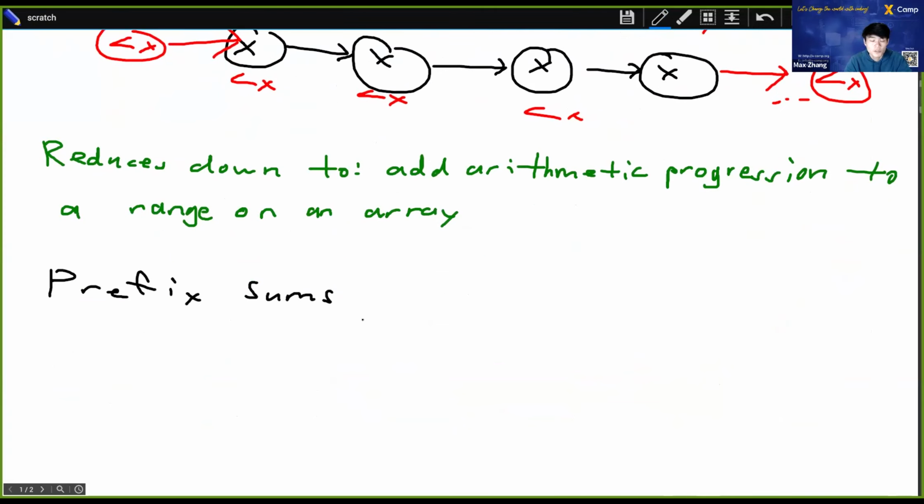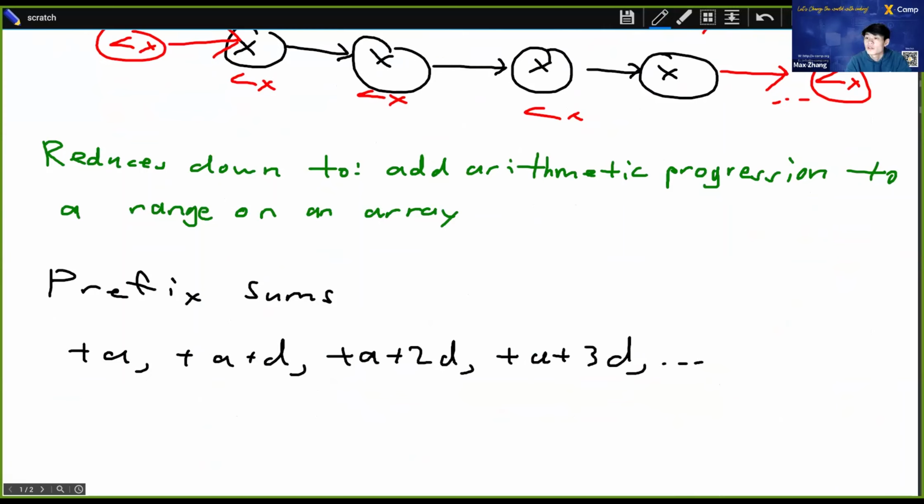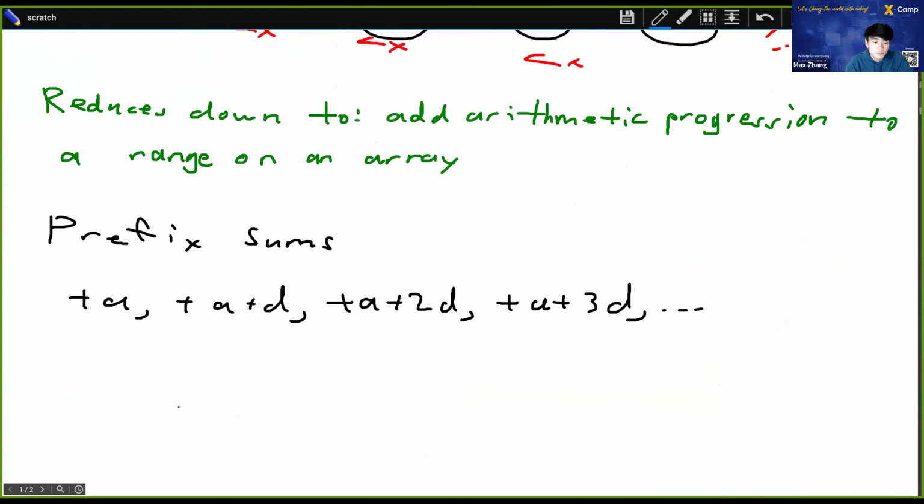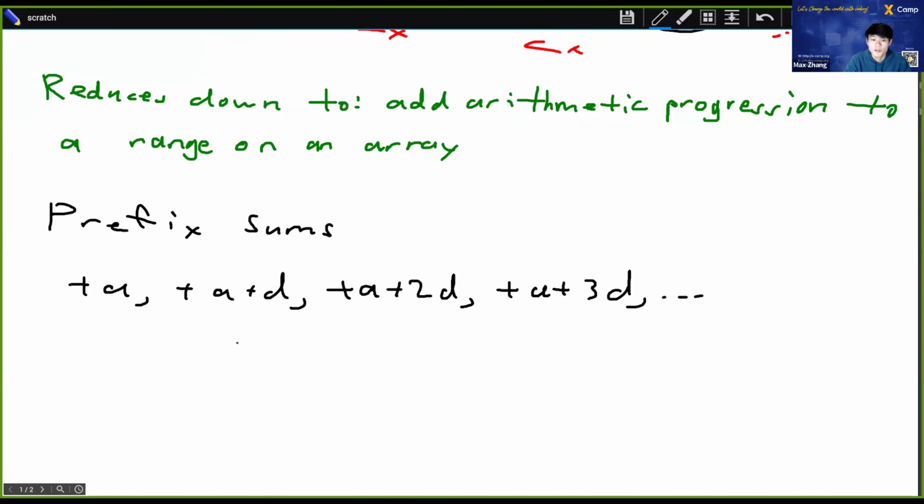Well, let's look at it this way. Let's say you want to add something of the form plus A, plus A plus D, and then plus A plus 2D, plus A plus 3D, and so on, right? Let's say you want to do this to the array. So it's kind of hard to directly use prefix sums to create an effect of plus A, plus A plus D, plus A plus 2D, and so on. But let's look at the difference array instead.